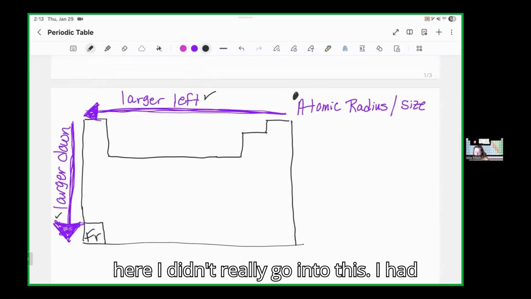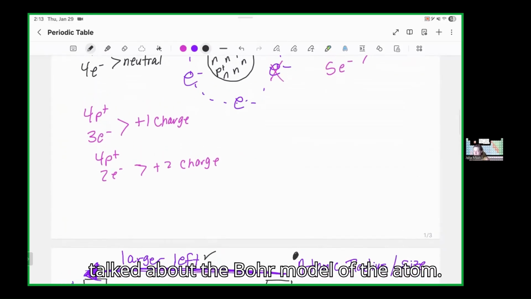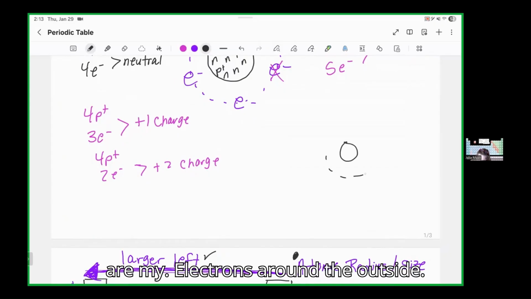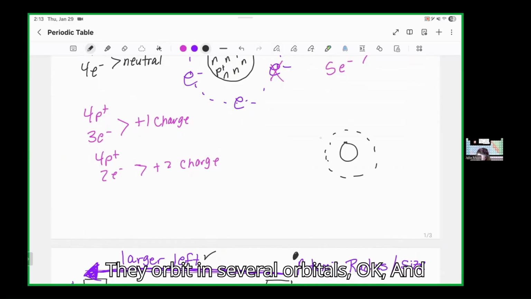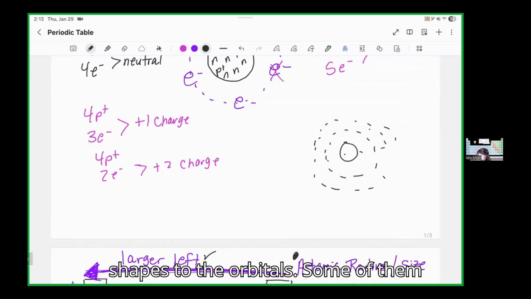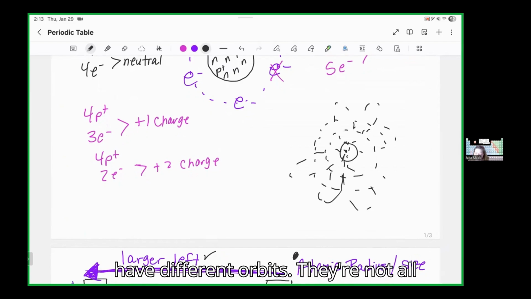Up here, I didn't really go into this. I had talked about the Bohr model of the atom. If this is my nucleus and these are my electrons around the outside, they don't all orbit in one orbital. They orbit in several orbitals, and you're going to learn there are different shapes to the orbitals. Some of them are shaped like this. They're not all just in that one orbital.